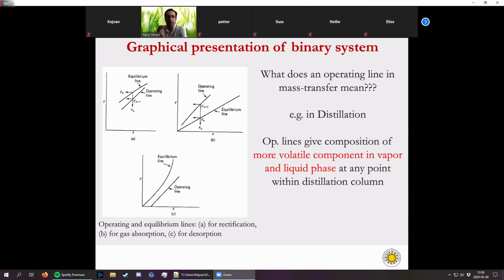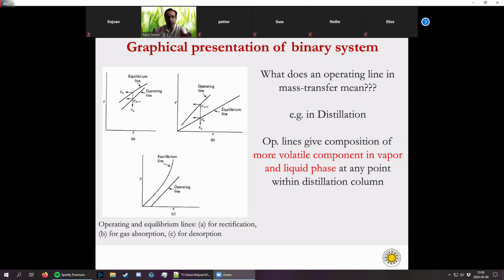So now I would like to come to a point about what an operating line in mass transfer means. What information do we get from the operating line? What information do we get from the equilibrium line? This is very important because you might have worked with how to draw an operating line and an equilibrium line, but it is very important to understand what information we get from these lines.